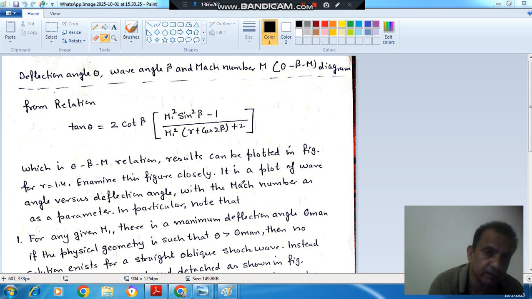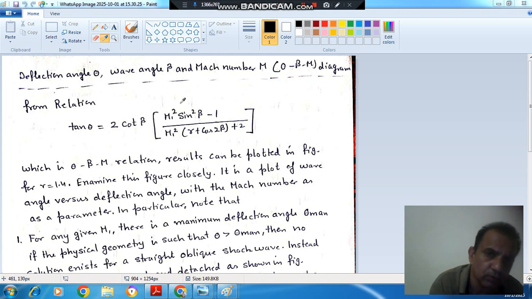We are covering the topic oblique shock relations, and in that topic we have derived the relationship between deflection angle, wave angle, and Mach number. That relationship was tan theta is equal to 2 cot beta times [M1 squared sin squared beta minus 1] divided by [M1 squared (gamma plus cos 2 beta) plus 2].